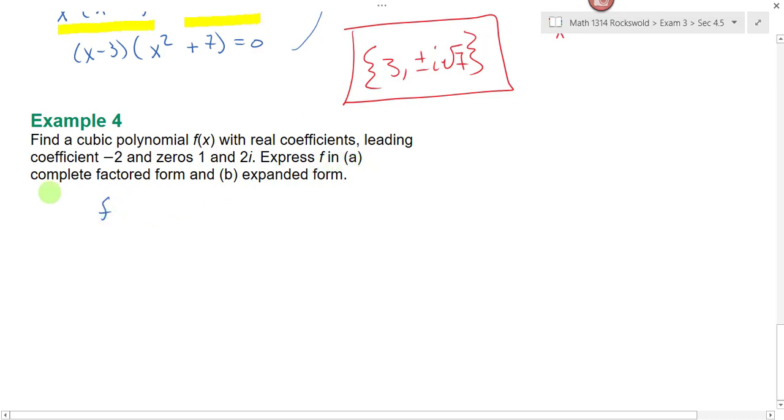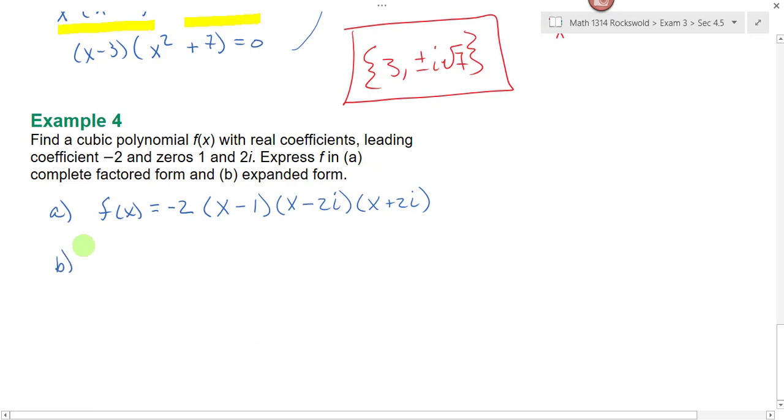That means that I can write my polynomial. In part A, I want to write this in the completely factored form. Well, in the completely factored form, I get f of x is equal to my leading coefficient, negative 2, times my factors that come from the zeros. I have a 0 at 1, so what is that factor going to be? x plus 1 or x minus 1? x minus 1. And then I have a 0 at 2i, so that factor is going to be x minus 2i. Complex roots come in conjugate pairs, so I also have a factor of x plus 2i. This is the completely factored form of this polynomial equation of degree 3, where I have an x cubed and I have this written as a product of linear factors.